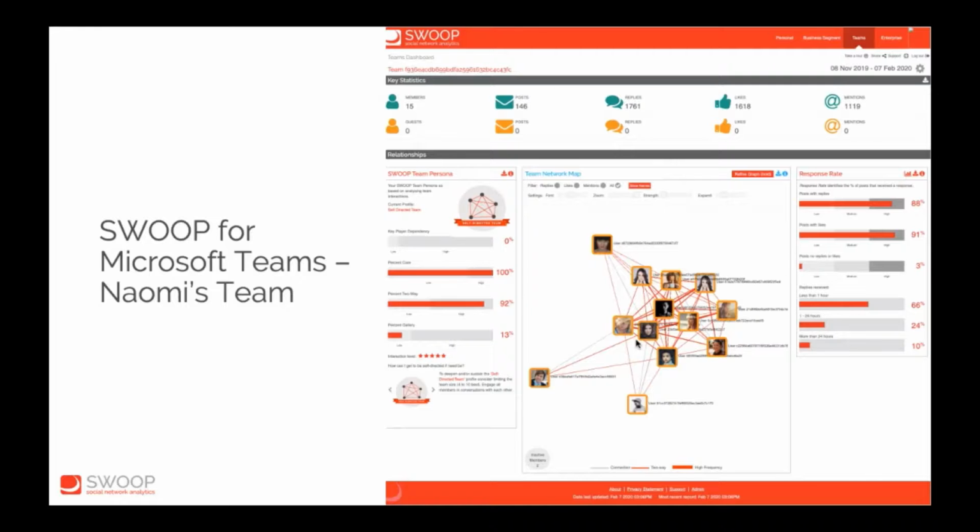One of the really nice things that you're able to see is the response rate widget over on the left side of the screen. Just look at the posts with replies: 88%. There's a lot of conversations going on in this team. You look at the posts with likes, right? There's only 3% of the posts that are done that don't get a reply or a like.